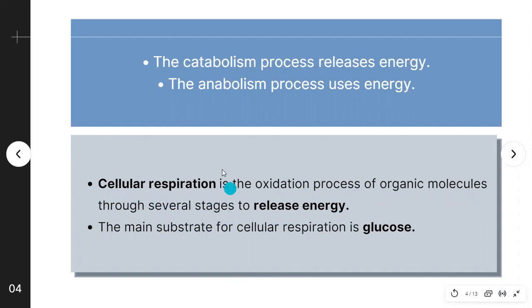So you have to know that cellular respiration is an oxidation process that releases energy. The main aim of cellular respiration is to release energy, and it is an important process for every cell in our body. The main substrate for cellular respiration is glucose. That's all the carbohydrates that we eat. We process them into glucose, and we use this glucose to release energy. The process of oxidizing glucose to release energy is called cellular respiration.